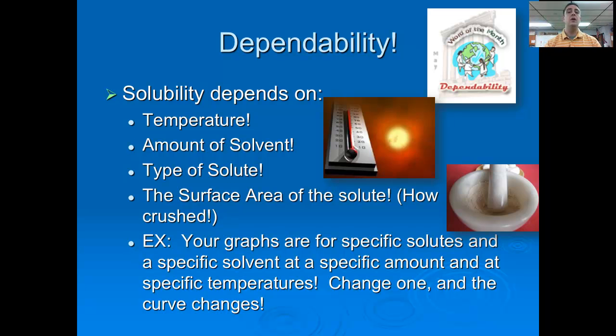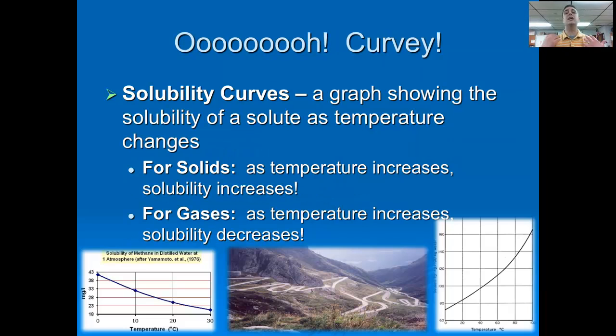So when we look at graphs, meaning the solubility curve graphs, those graphs are for specific solutes with specific solvents, specific amounts of solvents, and at specific temperatures, lots of specifics. But if you change any one of those factors, the curve will change slightly, either going up or down. And we're going to look at a lot of these in class. So a solubility curve is literally just a graph that shows the solubility of a solute at a specific temperature.